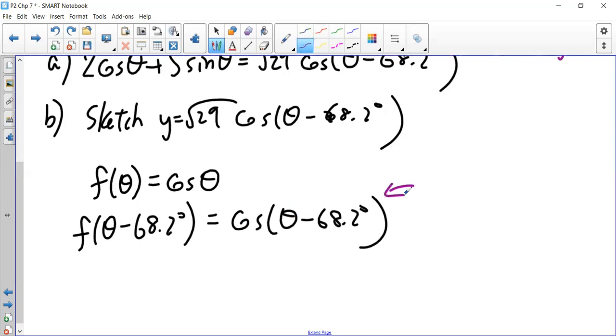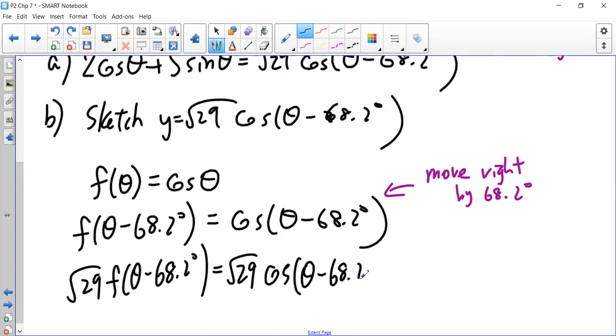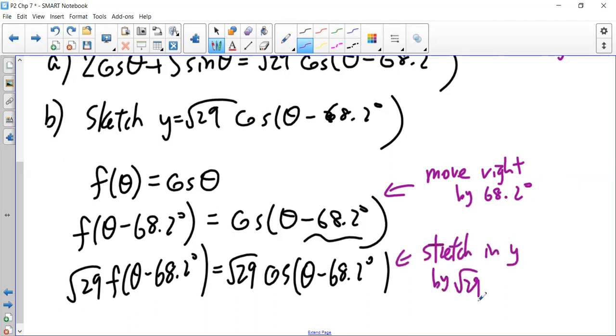So this one you're moving to the right, move right by 68.2 degrees. And then you've also got root 29 f(theta minus 68.2 degrees). Now, you must know the order of transformations you learned in chapter 2, which is from the inside bracket all the way to the outside. Therefore, we do the movement first, because the negative 68.2 is inside the bracket, and then root 29 is outside the bracket. This one is a stretch in y by root 29.